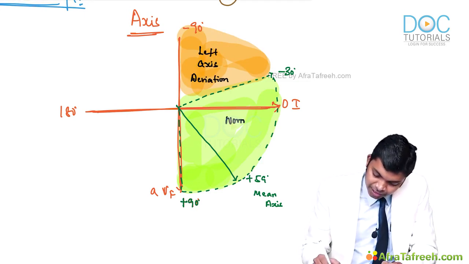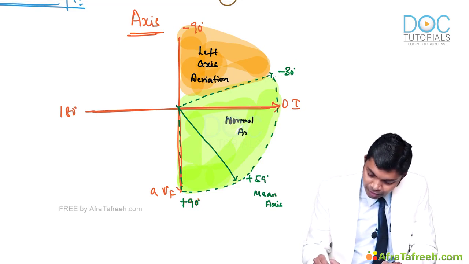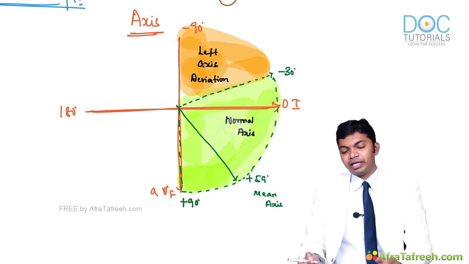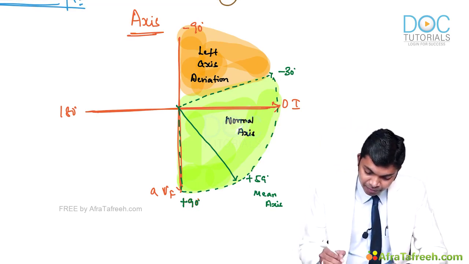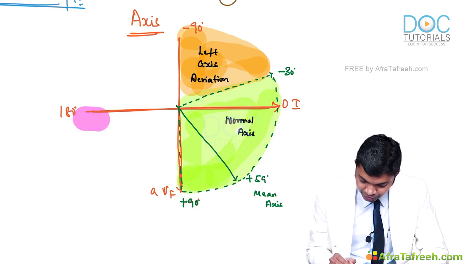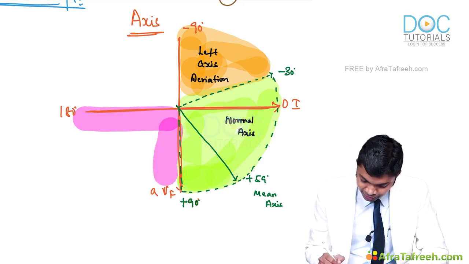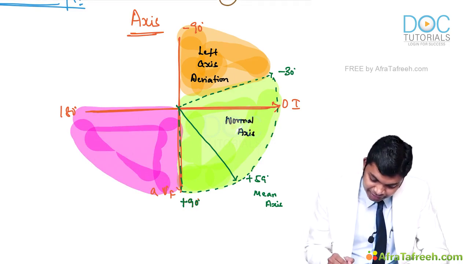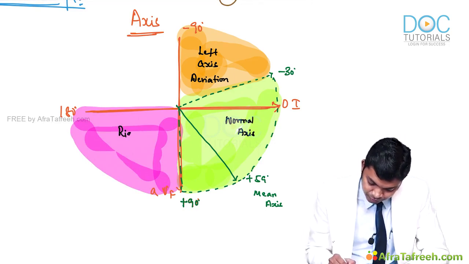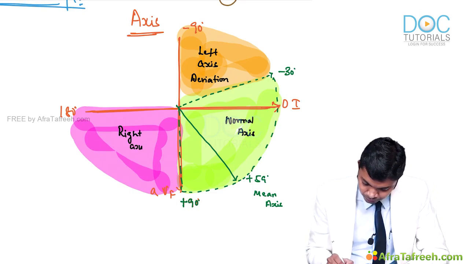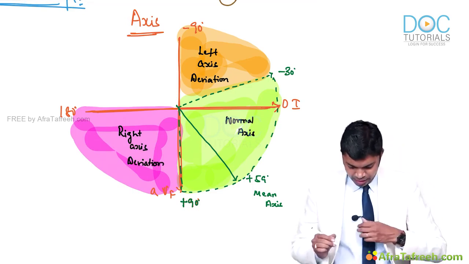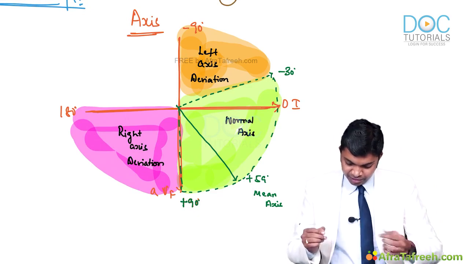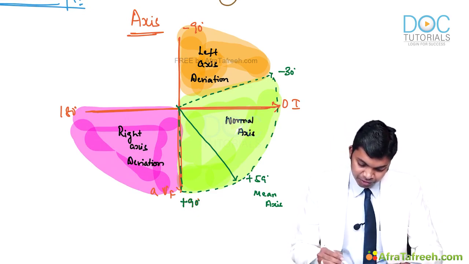What is represented in green is normal axis. The one that extends from minus 30 to minus 90 is left axis deviation. At the same time, the axis that falls between 180 and plus 90 degrees is right axis deviation. So we have angle and axis for left axis deviation, angle and axis for right axis deviation, doctors.